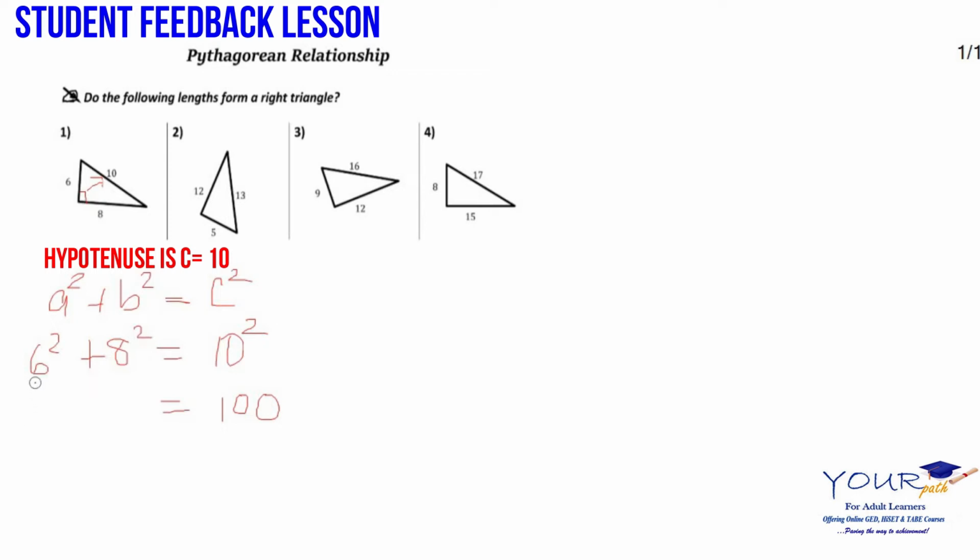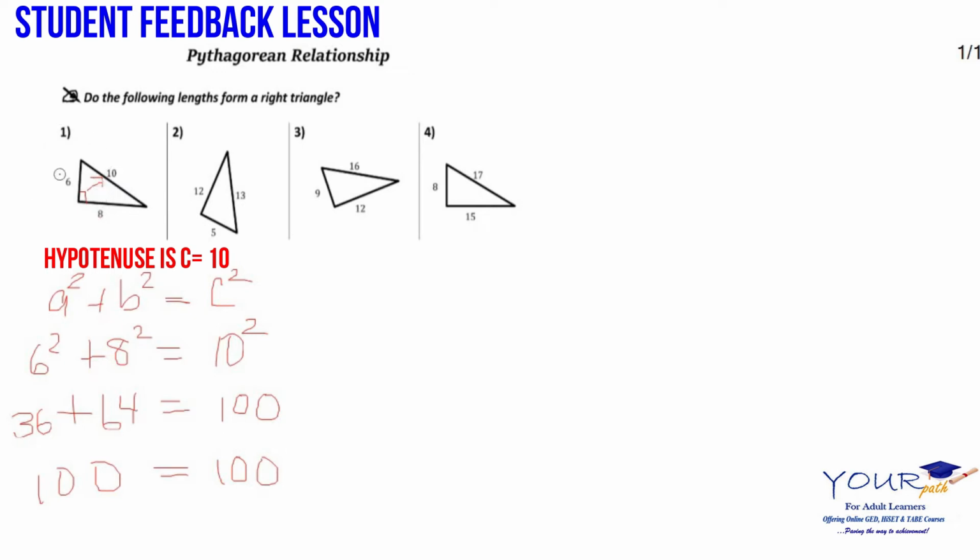we have 6 times 6 is 36, plus 8 times 8 is 64. 36 plus 64: 6 and 4 is 0, plus 1. 3 and 6 is 9, plus 1 is 10. So therefore, it is true that the triangle for number one does form a right triangle.